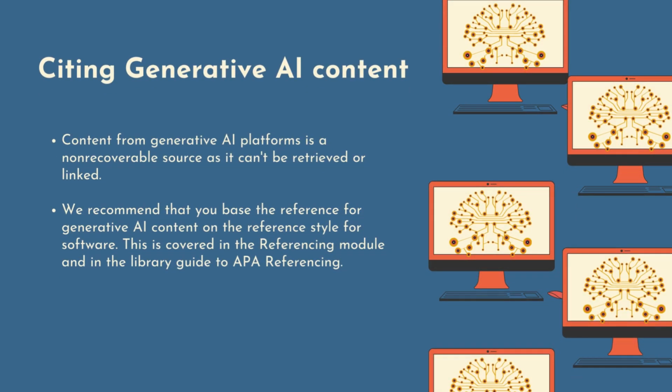Content from generative AI platforms can't be recovered in the same way that a website can. Whilst AI generally should not be cited as a source and is not authoritative, we recommend if you do need to reference AI like ChatGPT, that you base the reference on the reference style for software. This is covered in the referencing model and in the library guide to APA referencing.